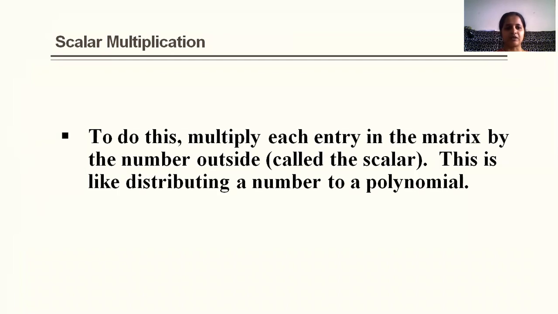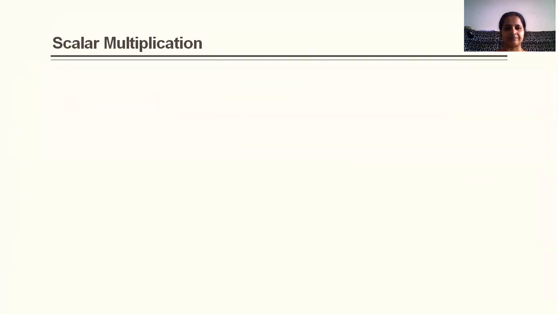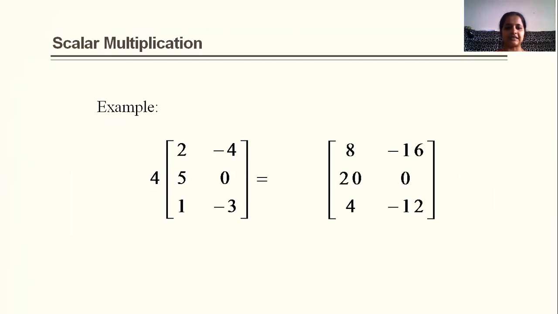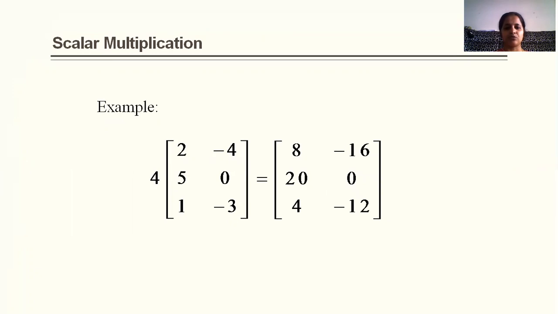Scalar multiplication. To do scalar multiplication, multiply each entry in the matrix by the number outside, which is called a scalar. This is like distributing a number to a polynomial. Scalar multiplication: 4 into the matrix 2, minus 4, 5, 0, 1, minus 3. So here it will be 4 into 2, that is 8, 4 into minus 4, that is minus 16, 4 into 5, 20, 4 into 0, 0, 4 into 1, 4, 4 into minus 3, that is minus 12. So the resulting matrix will be 8, minus 16, 20, 0, 4, minus 12.